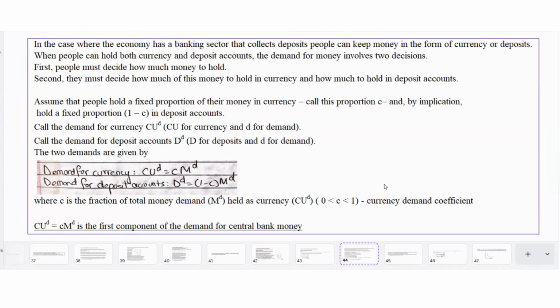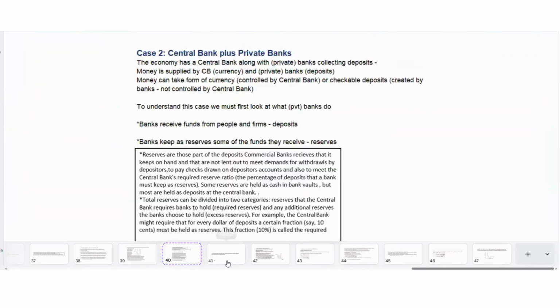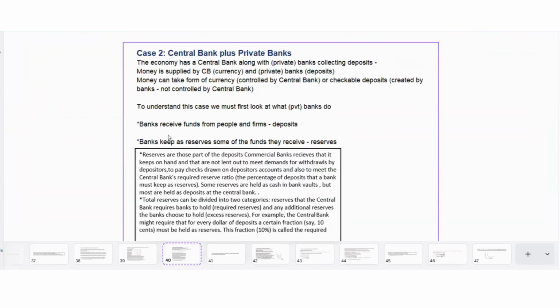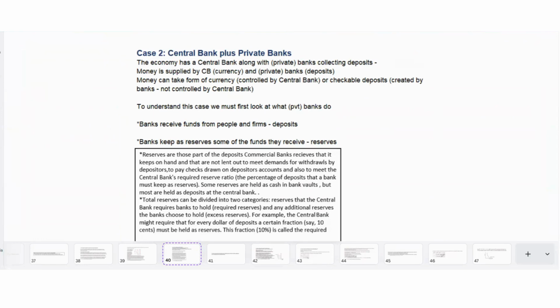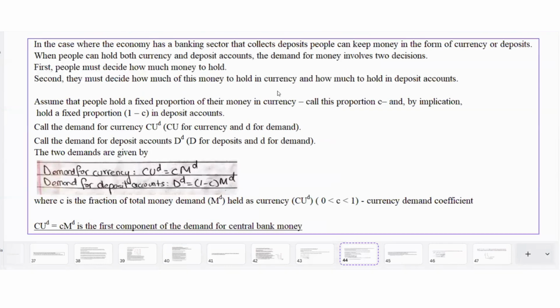Now we know people can decide whether to keep the money in the form of currency or deposits, right? So now you have two options. You can keep the money in the form of currency or checkable deposits. When you just have the central bank, you have to keep your money in the form of currency. So when people can hold both currency and deposits, your demand for money involves two decisions. The first decision is how much of your wealth do you keep in money and how much do you keep in bonds? Then there's a second decision. You can also choose the type of money that you hold, how much to hold in currency and how much to hold in deposit accounts.